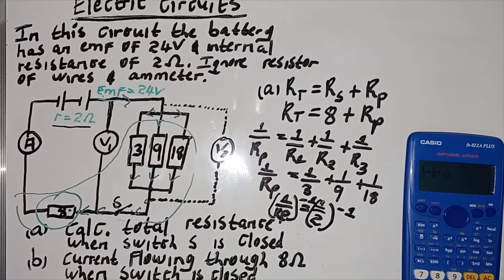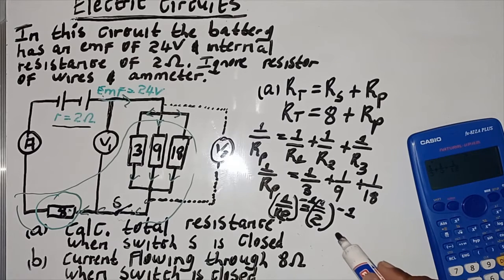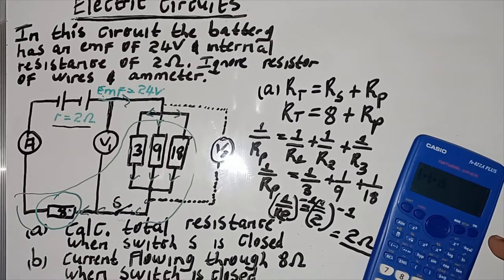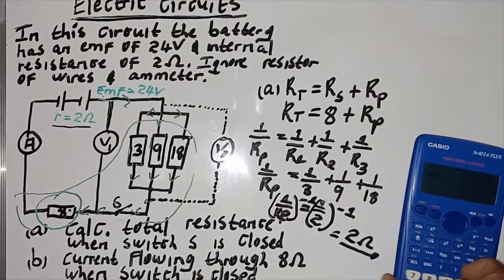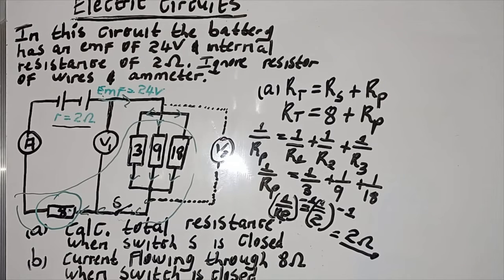This is the reciprocal or the opposite. Then we get 2 ohms. You can also check it. Say the answer which is 1 over 2, and then introduce minus 1 at the top, you must get 2. That's why we have 2 ohms here.